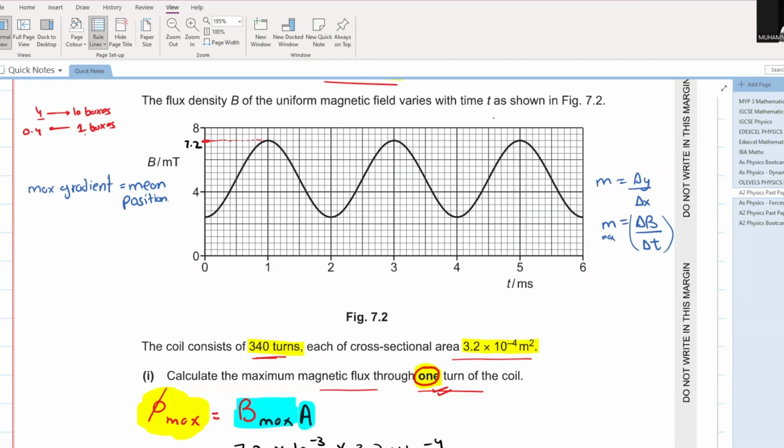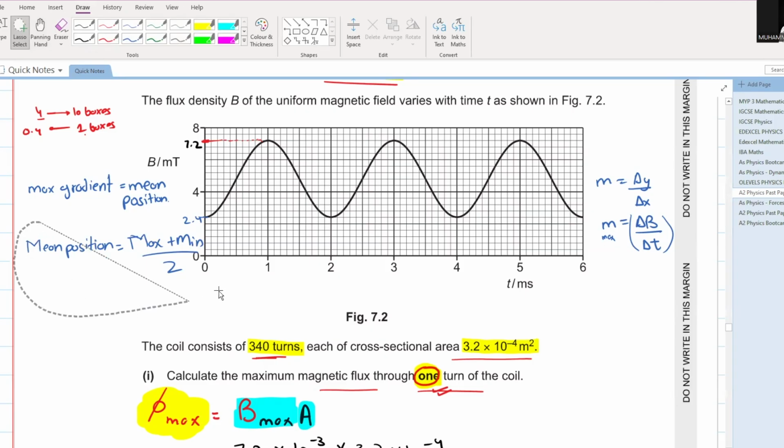If you see, the minimum value is 2.4. As far as I can see, this is 2.4, yeah. And the maximum value is 7.2. If you have to calculate the mean position, beta, you apply this formula. Mean position is what? Maximum plus minimum divided by 2. We have studied this in the simple harmonic motion chapter.